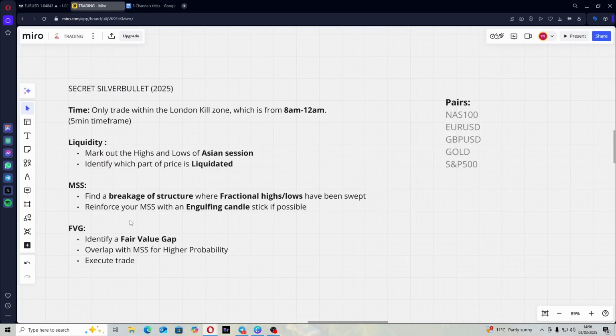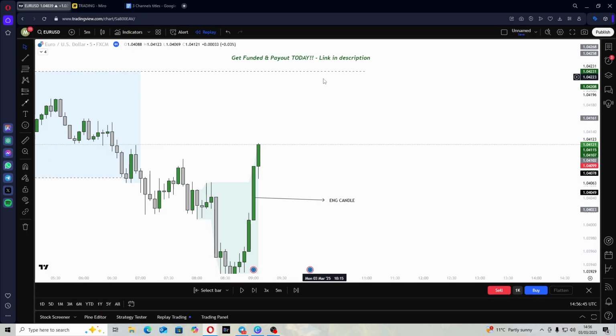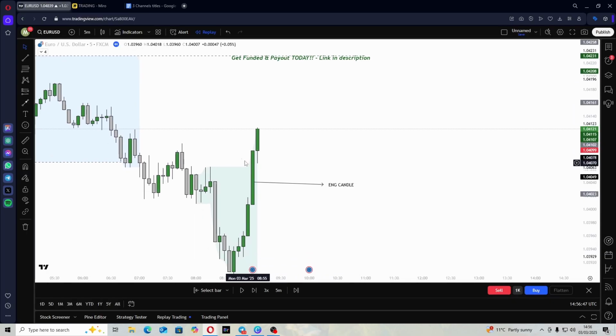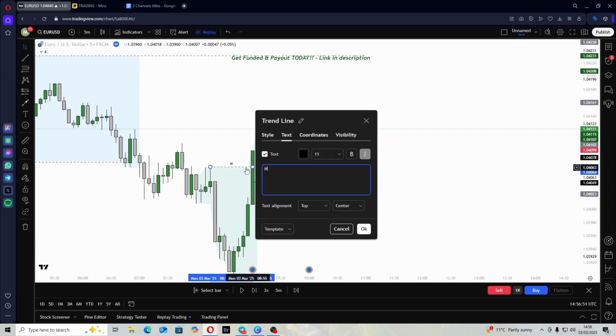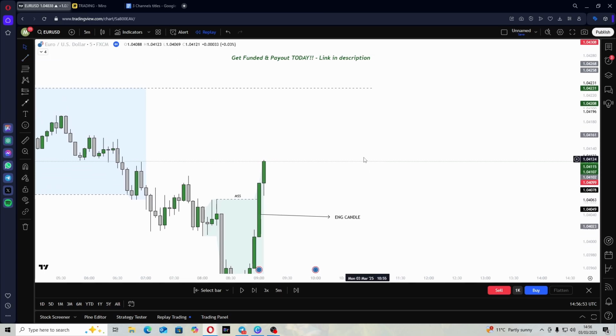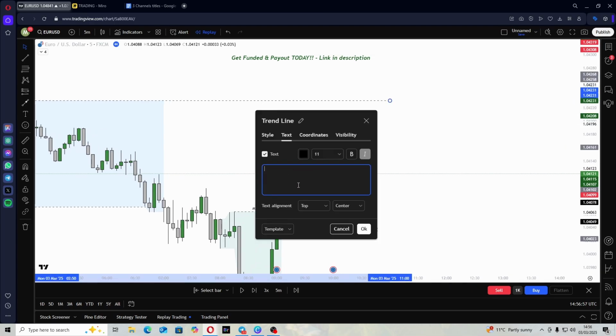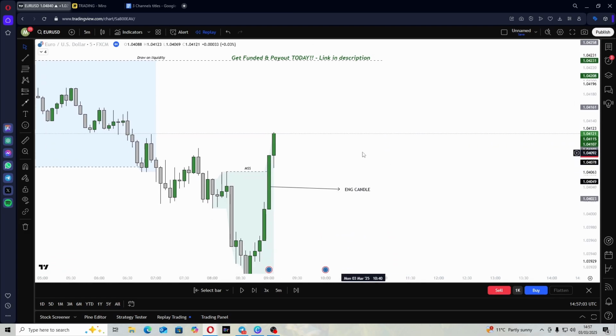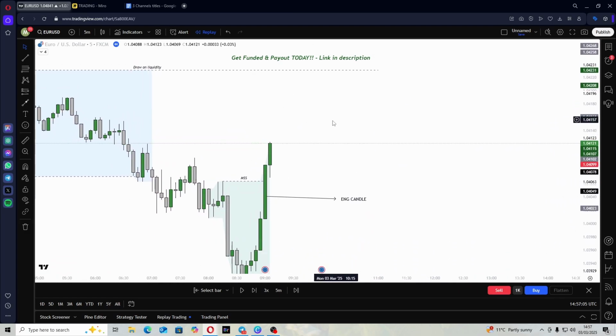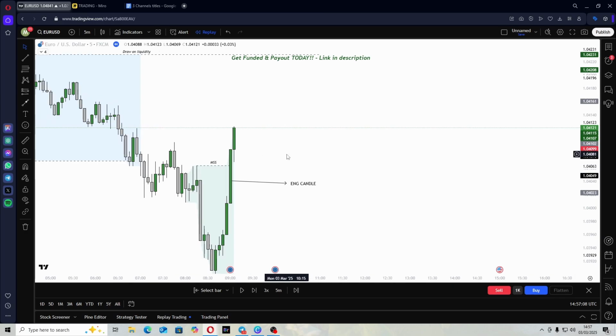Once we got this engulfing candle, it's very easy what we need to do from now on. We need to identify a fair value gap, and then we overlap this with the market structure shift for a high probability, and then we execute the trade, right? You can clearly see where the fair value gap is, and here is the market structure shift. What we're going to be aiming to take at the end of this trade is this draw on liquidity right here that hasn't been tapped by anything, which is what we're going to be aiming for after we enter off of this market structure shift and fair value gap.